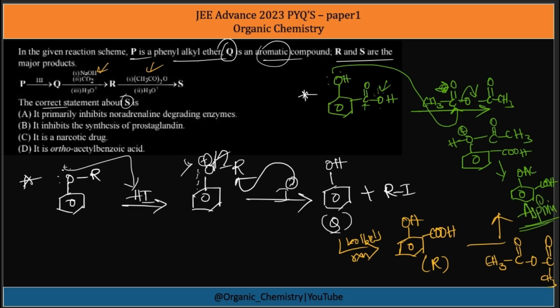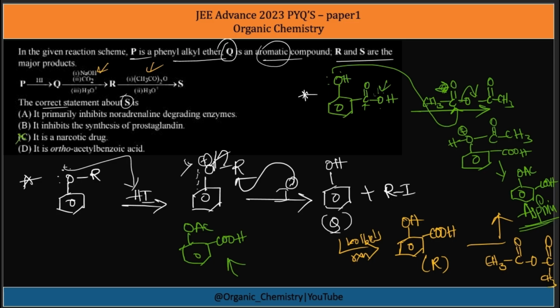Sorry for the writing like this. There's no space, but yeah, you have got it. This is aspirin, right? I'm writing it here again. OAc, and here it is COOH. This is aspirin, and as we know that aspirin is a non-narcotic drug, so this option we can eliminate.